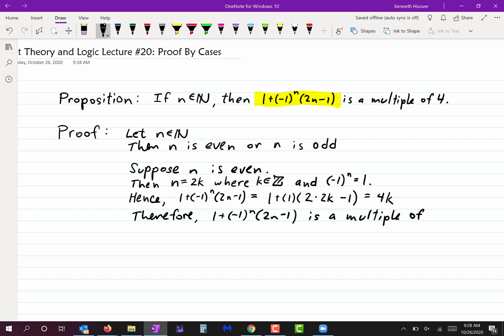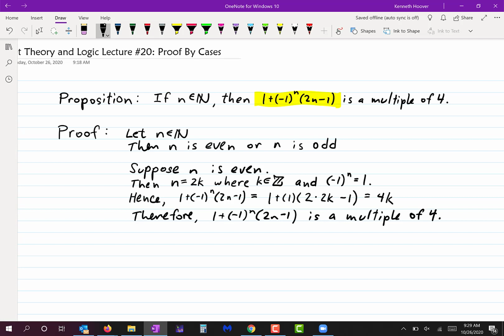Is it important that k was an integer? Yes, it was, because 4 times 1/3 isn't a multiple of 4. Do I need to point out that k is an integer? Well, not here, because I already have pointed it out there. It is important to point it out, but I don't have to point it out a second time. Okay? All right, so that takes care of the case where n is even.